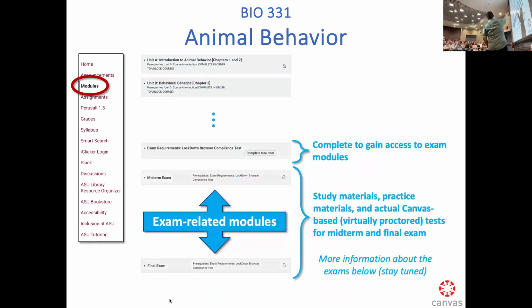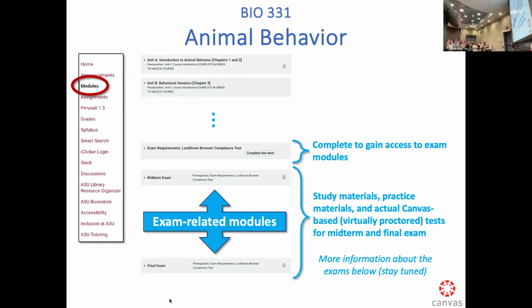And then there are 2 exams, which are going to be Canvas administered exams. So they have these 2 sections here, the midterm and the final exam. Those modules are found, the midterm kind of right in the middle, and the final exam right at the end. This is a 2-stage exam, so I'll describe what that means in a little bit.